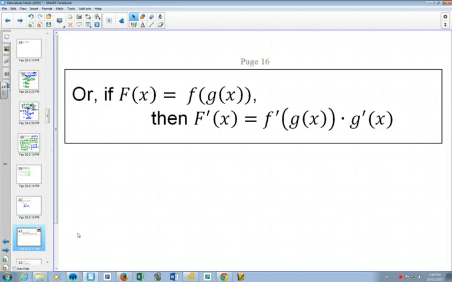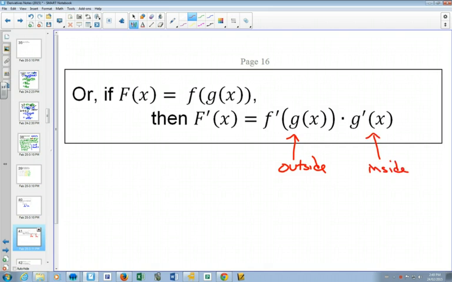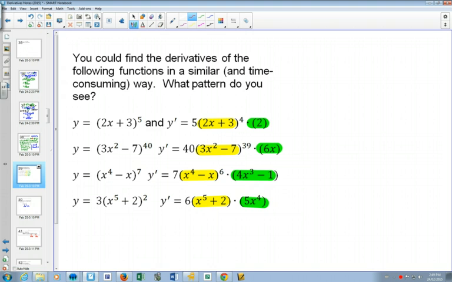So this is just the other notation. F is the outside function. So there's the derivative of the outside function, and then you multiply by the derivative of the inside function. The key to the chain rule is keep it simple. Don't try to do too much at once. You do one little derivative at a time, just like we saw with these examples.